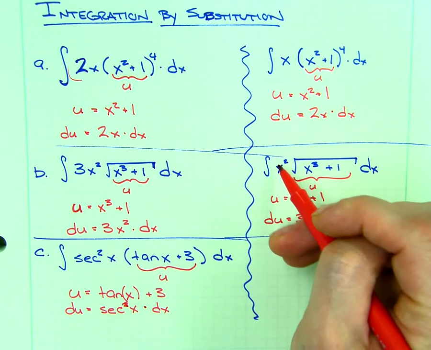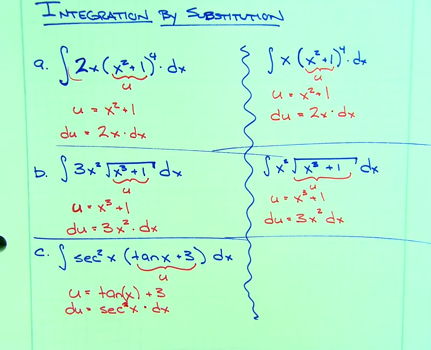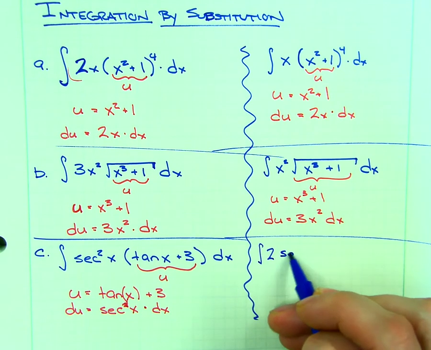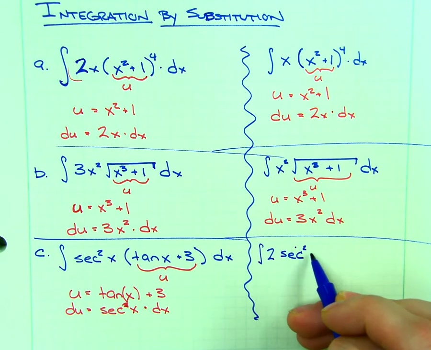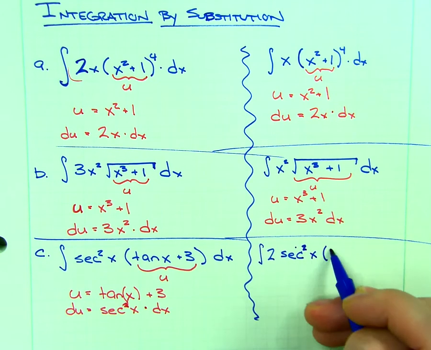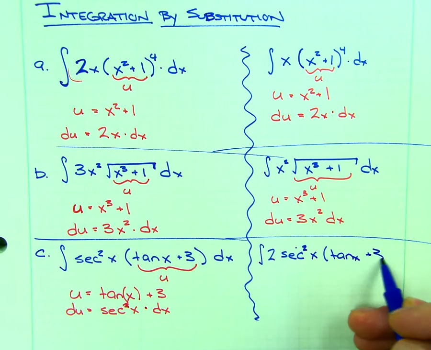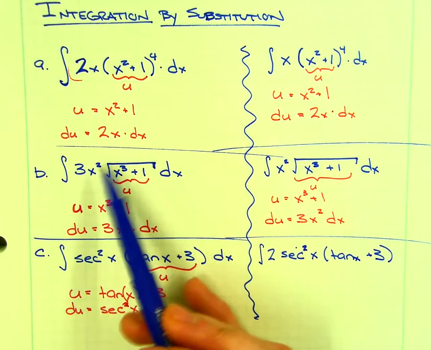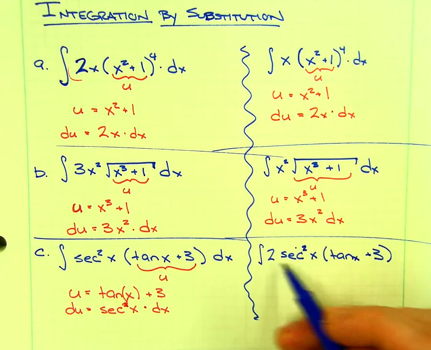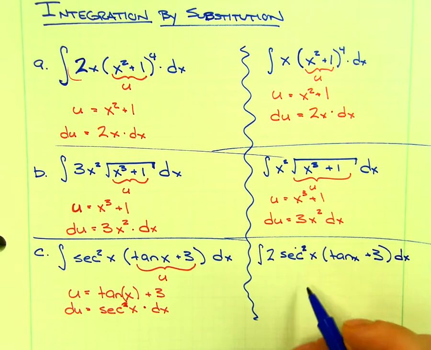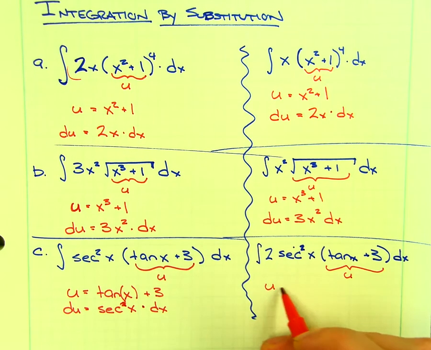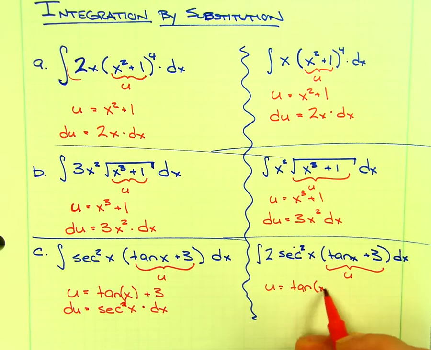But once again, I got rid of this 3 out front, so somehow I need to be able to account for that. Same thing here. Instead of getting rid of a constant in this case, I'm going to add a constant. 2 times the secant squared of x times tan x plus 3. So just how I took this whole function and removed the 2, or divided this whole function by 2, or took this whole function and divided by 3, or removed the 3, this one I'm multiplying by 2. And so my u is going to be the same as before. u is going to be equal to tan x plus 3.